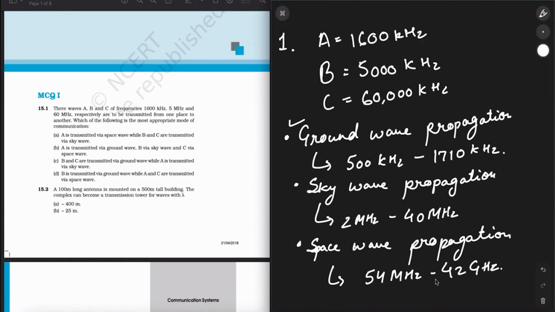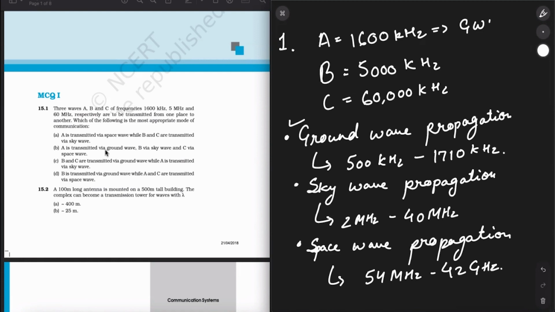Now let's check. A will be transmitted by ground wave propagation. A via space is wrong. A via ground. A, B and C via ground. B is transmitted via ground. So the correct option is B.